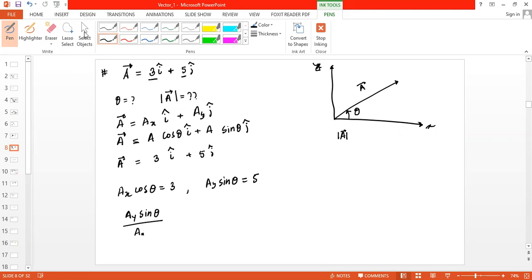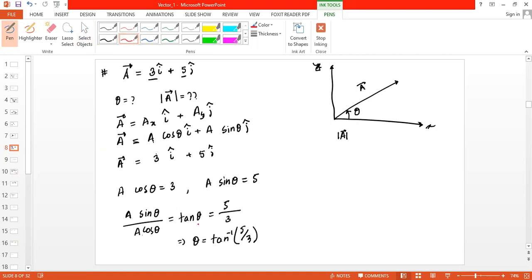And from here, just by comparing these two, we can say A cos theta means 3, and A sin theta means 5, right? So if I now divide A sin theta by A cos theta, this will give me what? Tan theta, right? And the value of A cos theta is 3 and A sin theta is 5. So that means theta equal to tan inverse 5 over 3. So this is how I can get the value of theta.